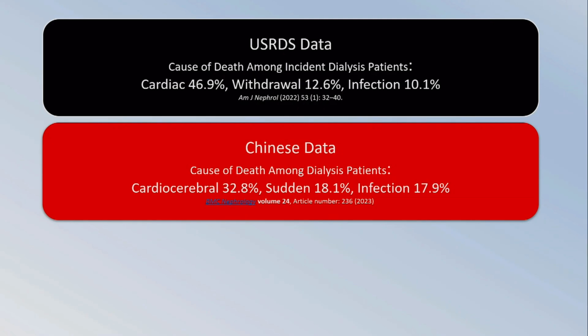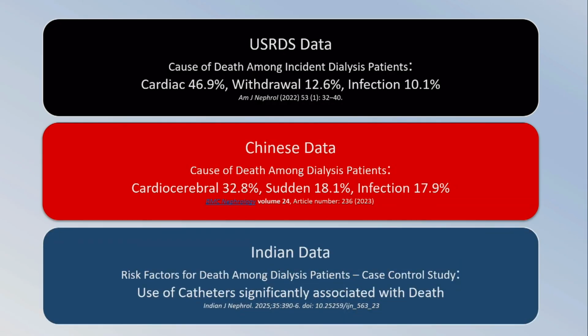What are the causes of death? Again, cerebrovascular, cardiac, and sudden death, nearly 45 to 50%. But the next most common is infection. And what is Indian data? This was a study published recently. It was a case control study comparing deaths, and what it showed, the significant predictor of death was use of catheters. And presumably the use of catheters was associated with death because there were many more infections.